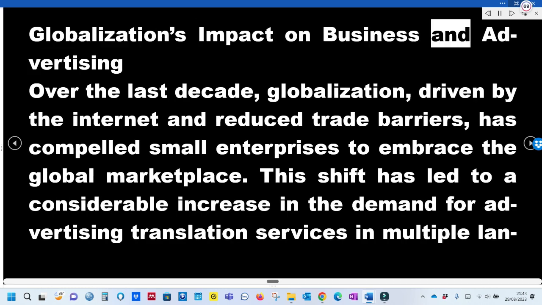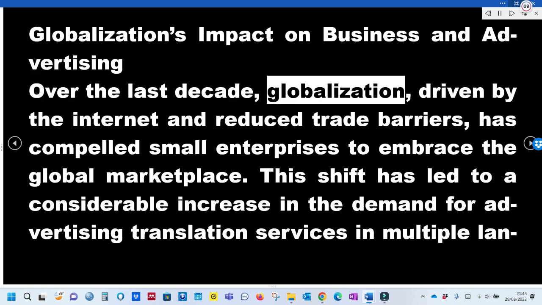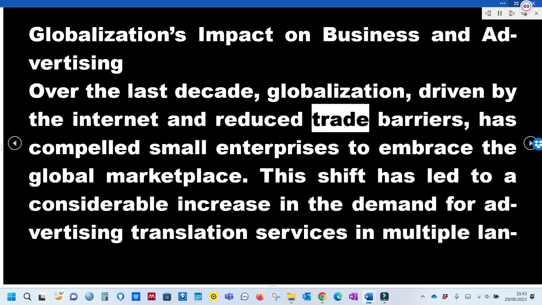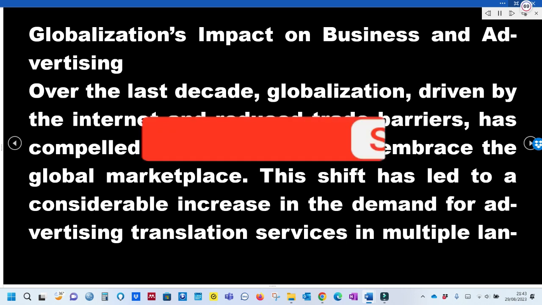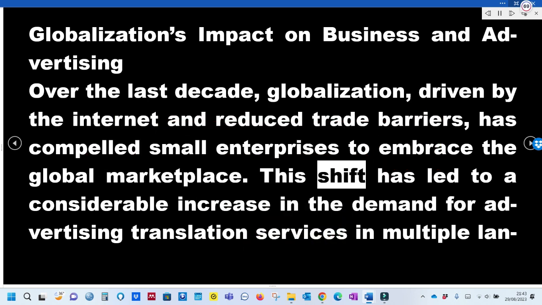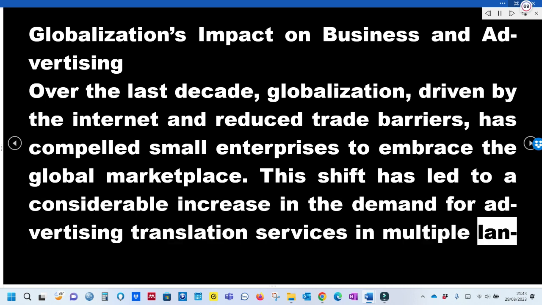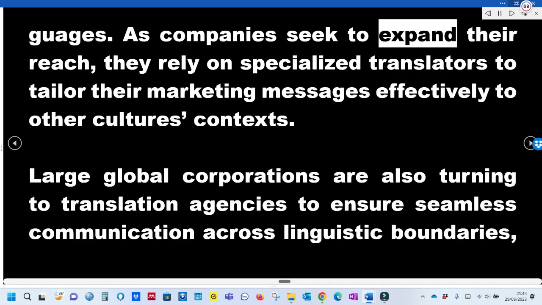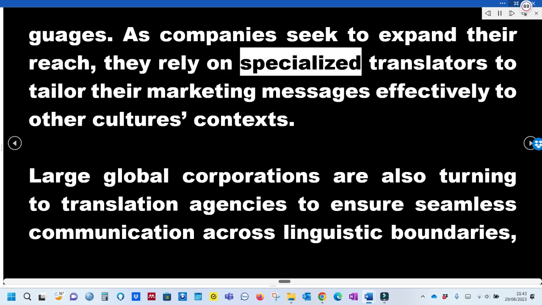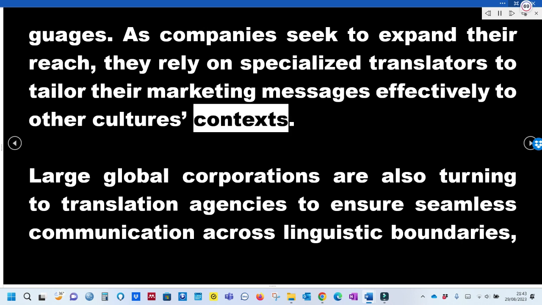Globalization's impact on business and advertising. Over the last decade, globalization, driven by the Internet and reduced trade barriers, has compelled small enterprises to embrace the global marketplace. This shift has led to a considerable increase in the demand for advertising translation services in multiple languages. As companies seek to expand their reach, they rely on specialized translators to tailor their marketing messages effectively to other cultures' contexts.